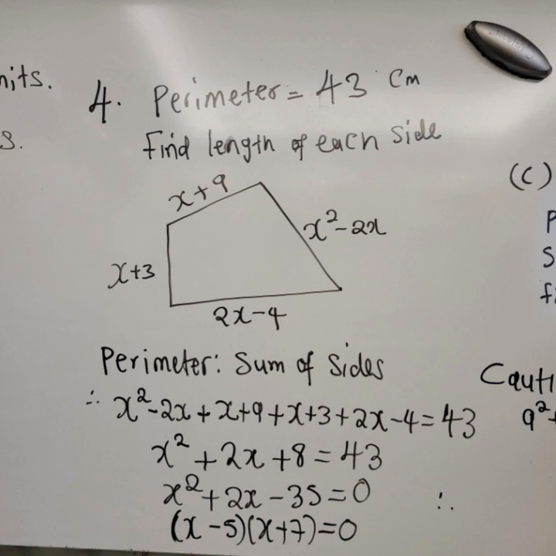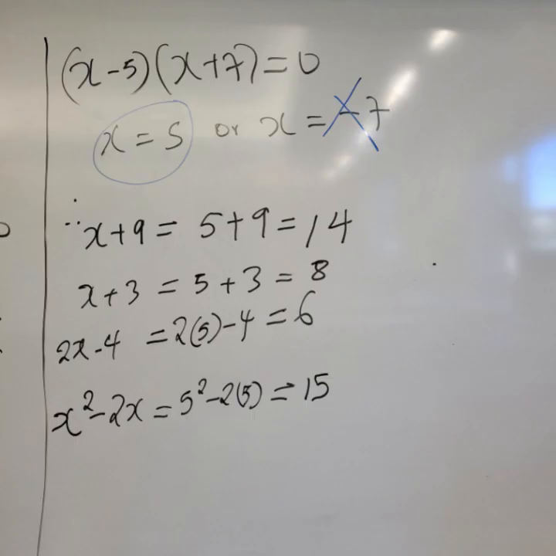So what numbers can we multiply to get negative 35? 7 and 5. But 5 needs to be negative because this is positive, right? So we can go ahead and do that. So this is just x minus 5 and x plus 7. This is equal to 0. Okay. Solving this equation now, x minus 5 equal to 0, or x plus 7 equal to 0. So x is equal to 5 or x is equal to negative 7.